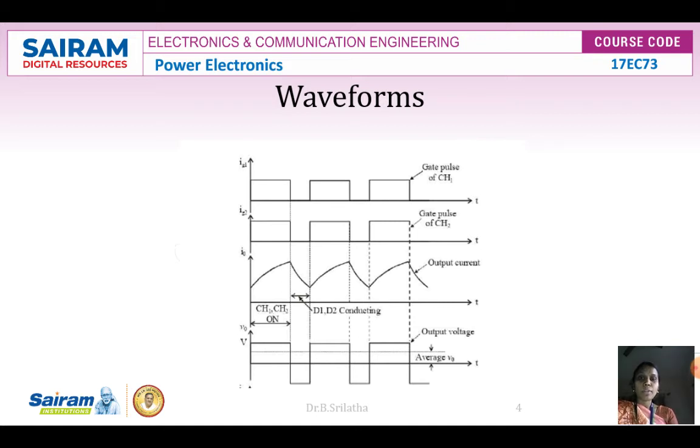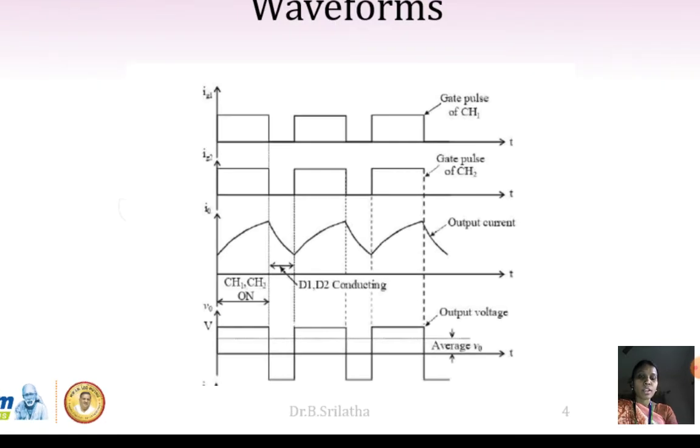The waveform here shows the first chopper current and second chopper current. When chopper 1 and chopper 2 are on, the current goes from I minimum to I maximum. When both are off, because of the inductor property, diodes D1 and D2 will be conducting, and the current falls to minimum. Again the same thing is repeated.